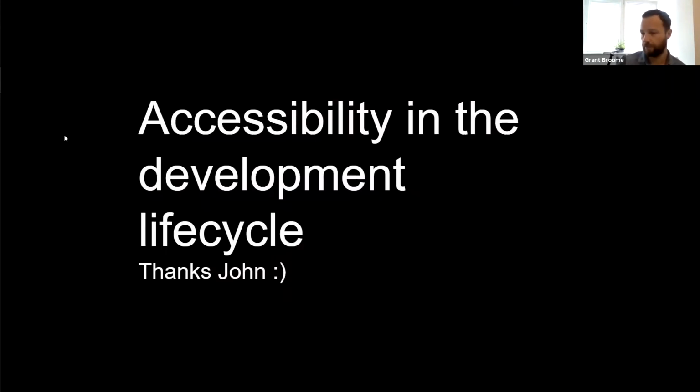I'm using that example again. Okay. So this is thanks to John, a question from John about accessibility in the development cycle. I know I'm running a bit short on time, but I will tackle this.